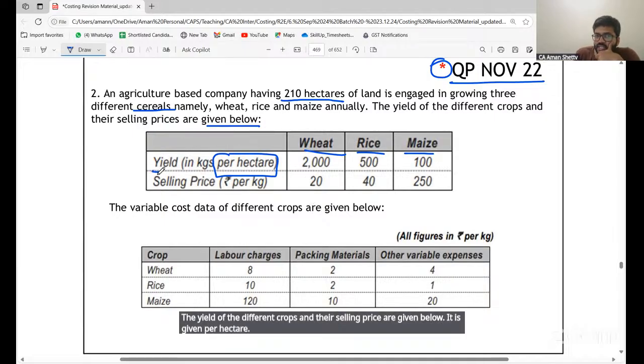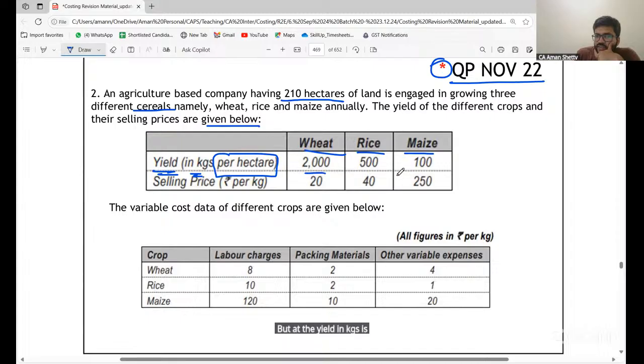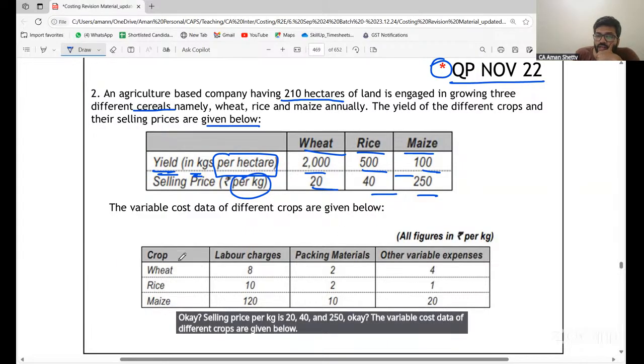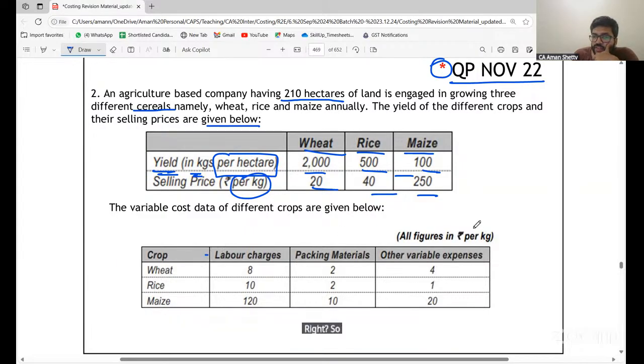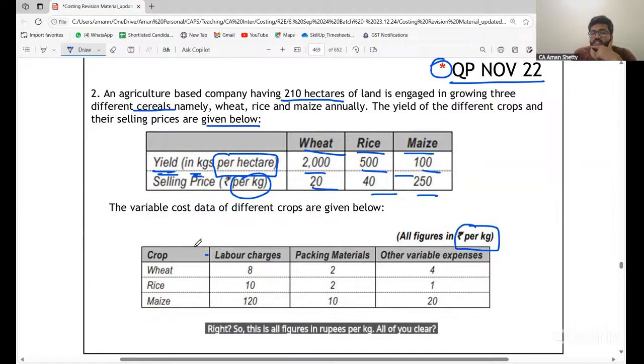Per hectare yield in kgs is 2000 kgs, 500 kg, 100 kg. Selling price per kg is 20, 40, and 250. The variable cost data of different crops are given below. So this is all figures in rupees per kg. All of you clear? What is the cost that is required?